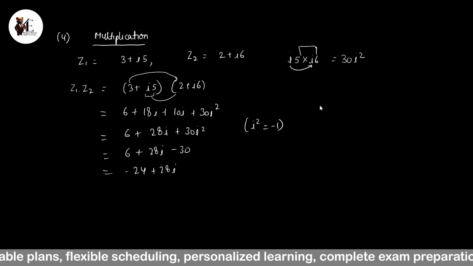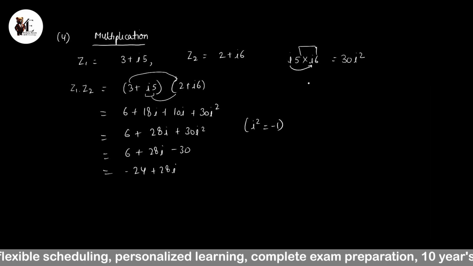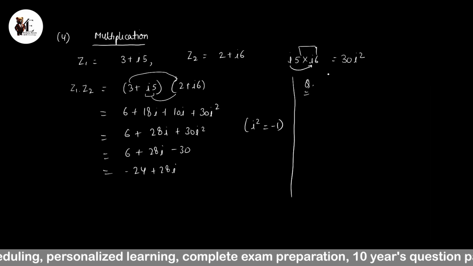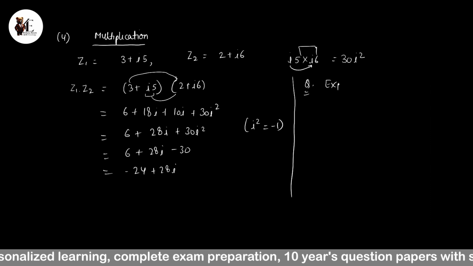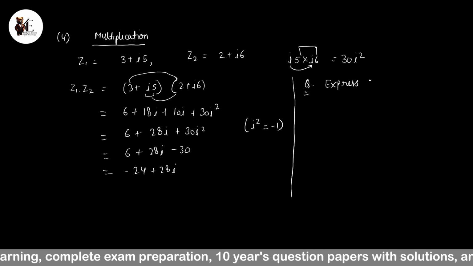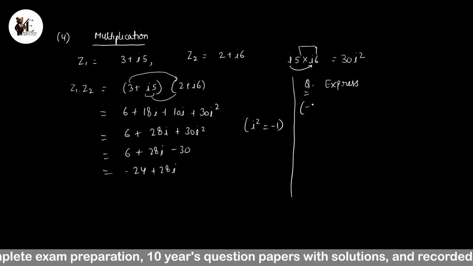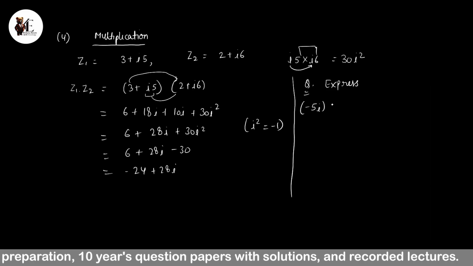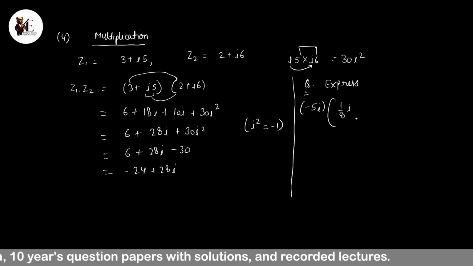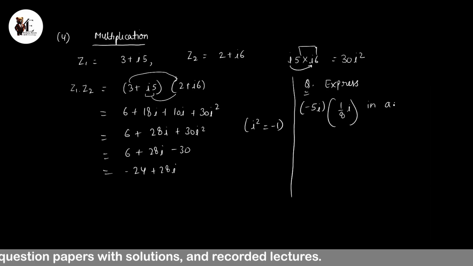Note this down. I'm writing another question for you. So you have to express minus 5i times 1 over 8i and 8 plus i.